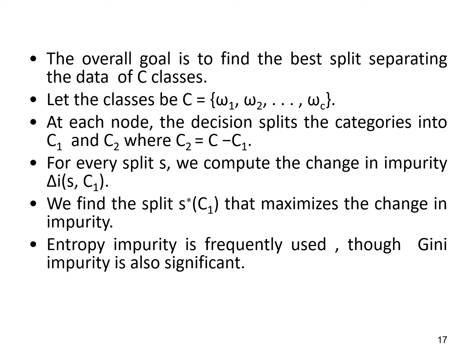The overall goal is to find the best split for the data of C classes. Let the classes be C equal to omega 1, omega 2 up to omega C. At every node, the decision splits the categories into C1 and C2, where C2 equal to C minus C1. For every split test, we compute the change in impurity delta I(S, C1). We find the split test S star, C1 that maximizes the change in impurity. Entropy impurity is frequently used, though Gini impurity is also significant.